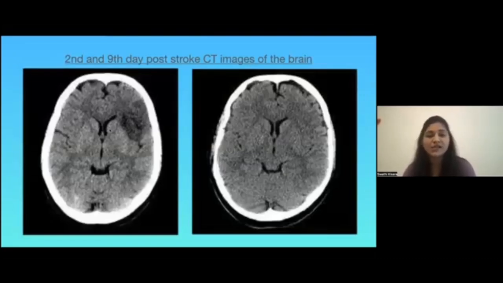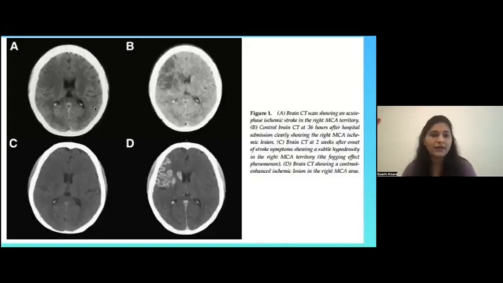So these are the axial CT images on the 2nd day and 9th day of a post-stroke patient. On the 2nd day, we can see the hypodensity clearly, whereas on the 9th day, because of the CT fogging effect, the hypodensity is not appreciated, and this becomes misleading. And these are all the axial CT images showing the evolution of the infarct.